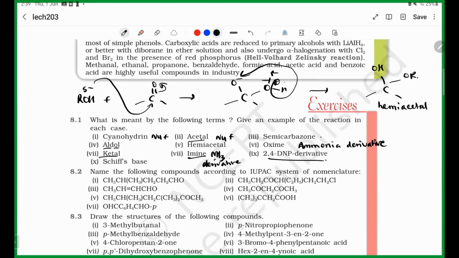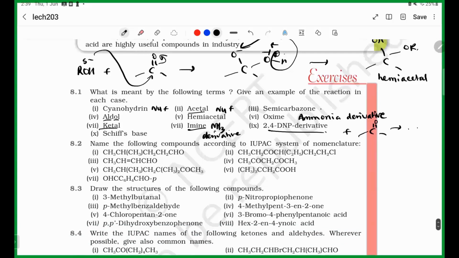2,4-DNP there. What is 2,4-DNP? I think we already covered this in the test, right? 2,4-DNP is 2,4-dinitrophenylhydrazine. And if you add that to the carbonyl group, you get 2,4-dinitrophenylhydrazone. So that is the product formed. That's an important test in all that.